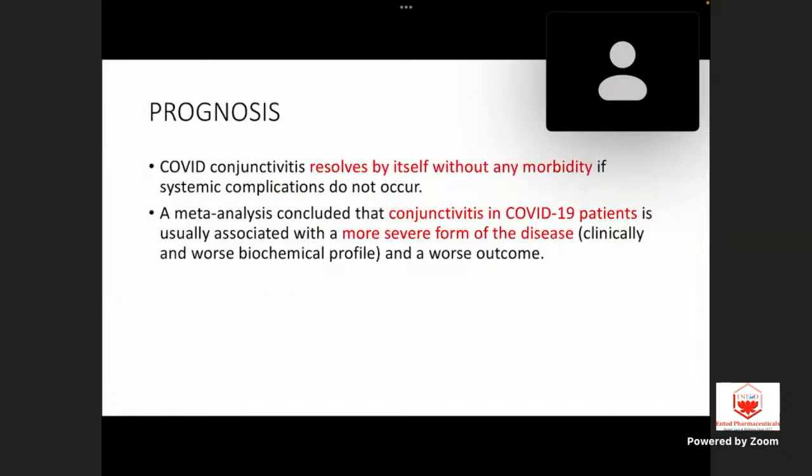Now the prognosis. COVID-19 conjunctivitis resolves by itself without any morbidity if systemic complications do not occur. But a meta-analysis concluded that the conjunctivitis in COVID-19 patients is usually associated with a more severe form of disease, both clinically and biochemically. The patient had a worse profile, and overall it had a worse outcome.